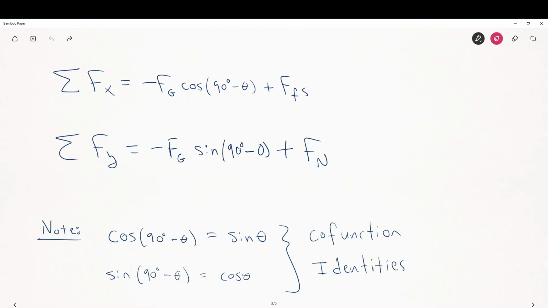It's worth noting here that cosine of 90 minus theta is the same as sine of theta, and sine of 90 minus theta is the same as cosine of theta. You may have learned about these when you took trigonometry. They're called the cofunction identities. And that allows me to simplify my notation here and just say, okay, this is just sine of theta, and this is just cosine of theta. Now, Newton's first law says that I should set these equal to 0, and then solve for whatever variable I'm interested in.